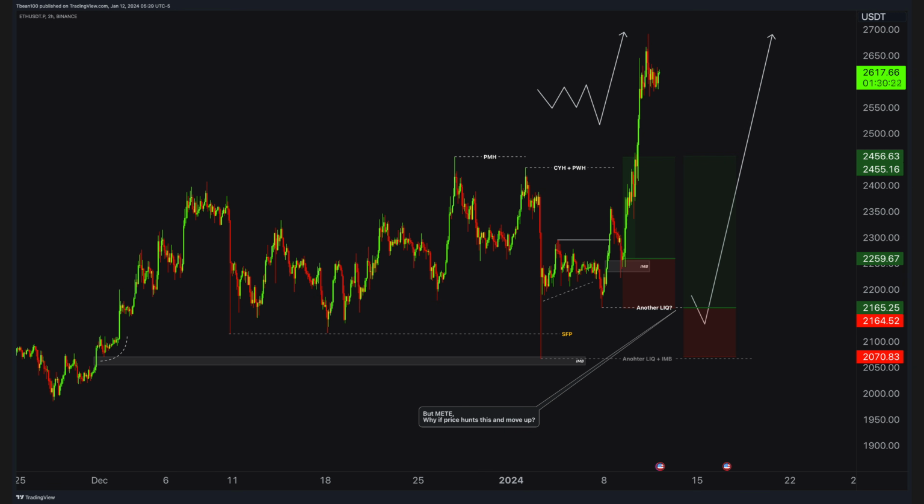Let's move on. I can hear your second question. What if the price sweeps this liquidity as well and then moves on? Also, this imbalance is not fully filled. As you can see, maybe the price will sweep this deep liquidity and fully fill the imbalance and then go up. Possibly, who knows? Then we place our third position in this area.